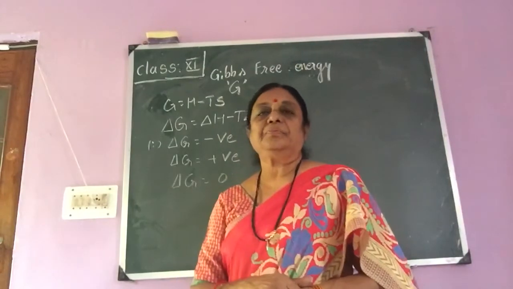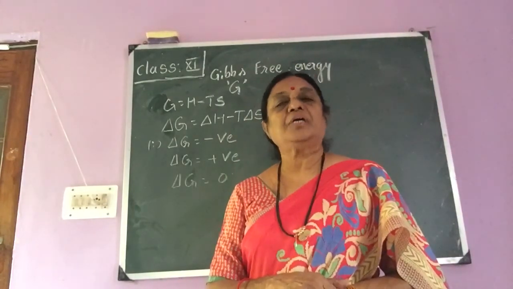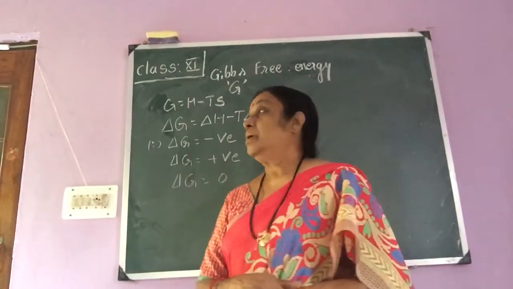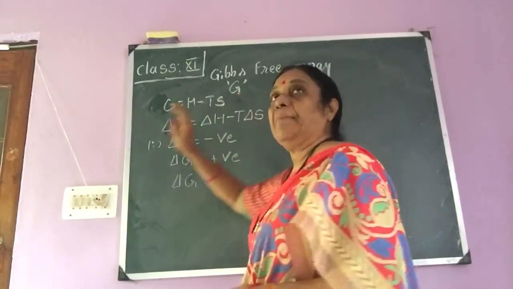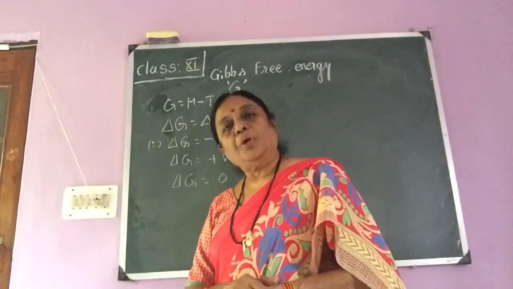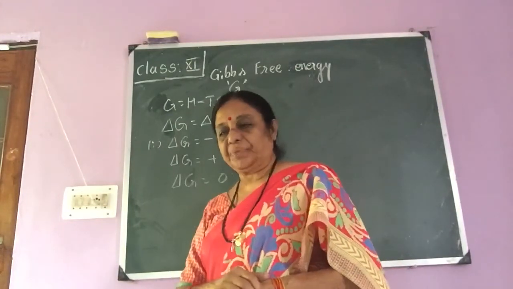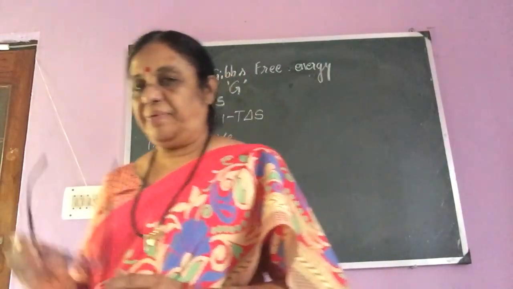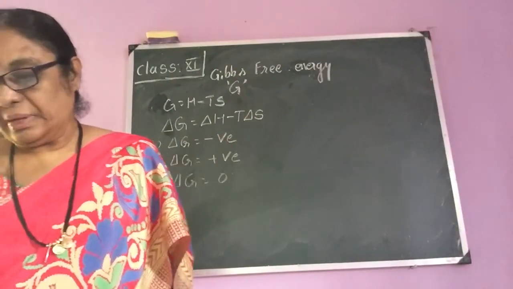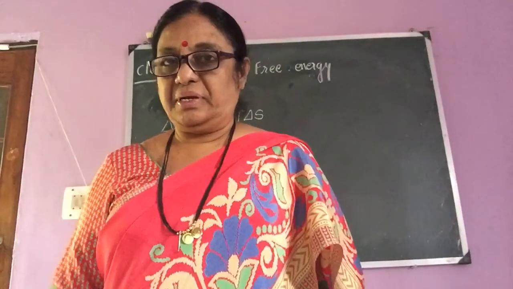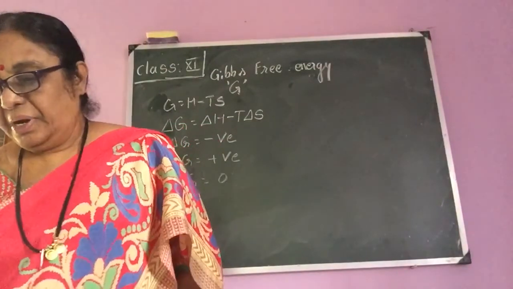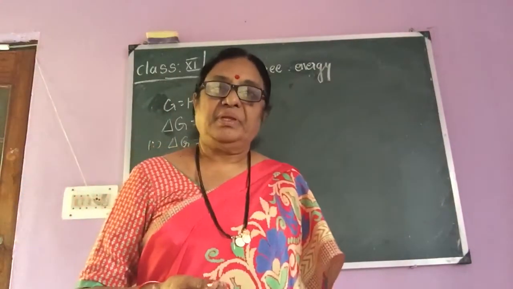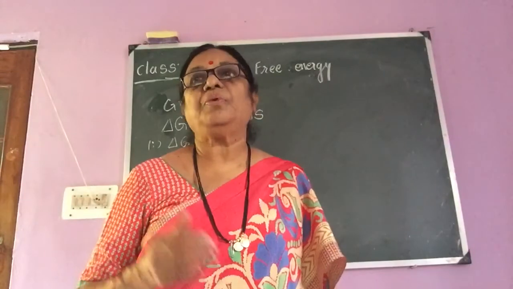Today, let us continue the chapter thermodynamics, the last part of thermodynamics, that is Gibbs free energy, represented by capital G. Now, what do you mean by Gibbs free energy? Gibbs free energy may be defined as the maximum amount of energy which is available to a system during a process that can be converted into useful work.